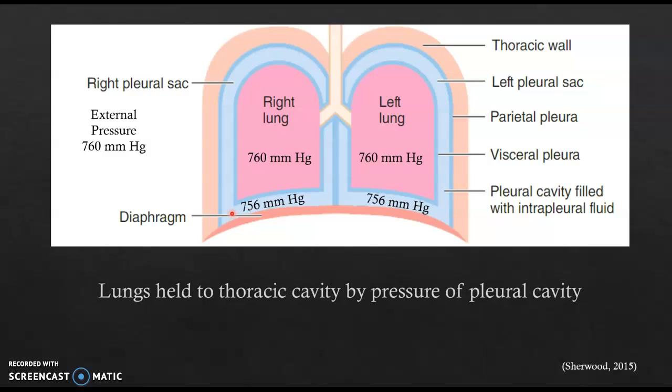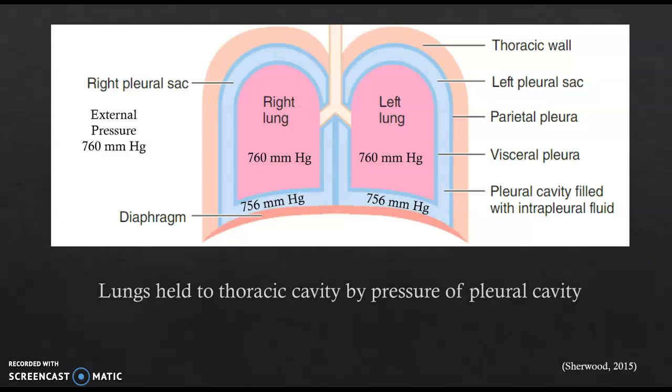So a slightly lower pressure is found in this blue space here, which is our pleural cavity. Our pleural cavity is filled with intrapleural fluid, so it's a fluid-filled space that doesn't have air in it. It is at a slightly lower pressure than either the external world or our internal environment within our lungs. You'll notice that each lung has its own pleural cavity, but they are at equal pressures.